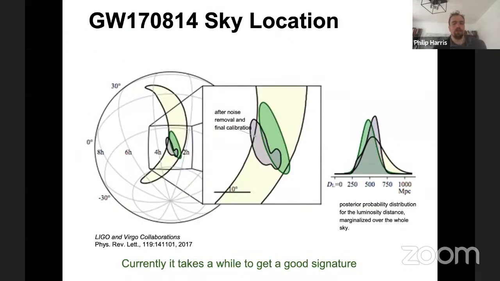So how do you do this fast? Current conventional tools to do a good denoising and to process the data take seconds to minutes of time. This is enough time that you might lose the electromagnetic component of the event. You might not see it. So you want to do this as fast as you possibly can. So how do you do this fast?